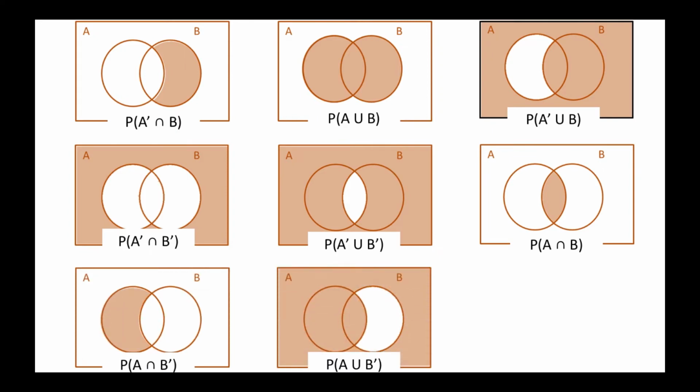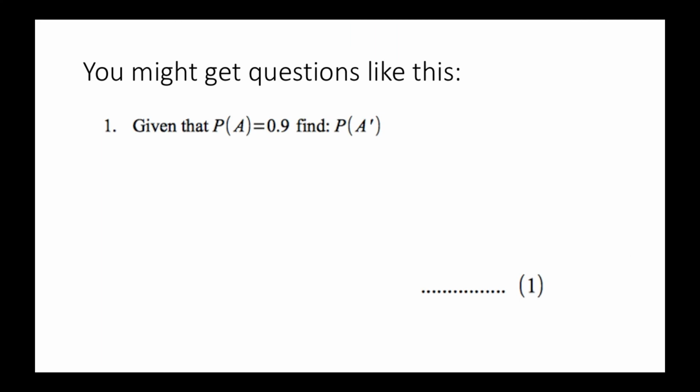So these two, as you can see, this is the probability of A and not B, which is basically just A. And this is the probability of choosing A or not B, which is everything but B on its own. So like I said, I urge you to revise those and make sure you know which symbols belong to which Venn diagram. It will make things a lot easier in your exams.